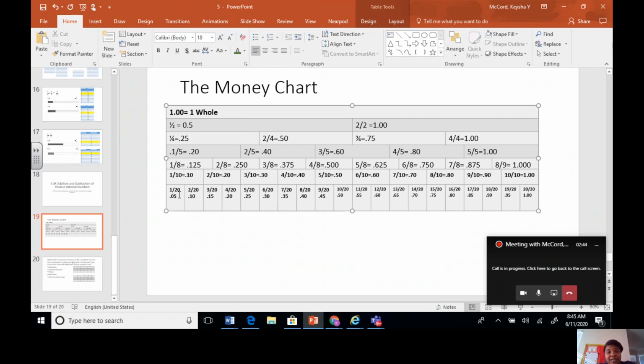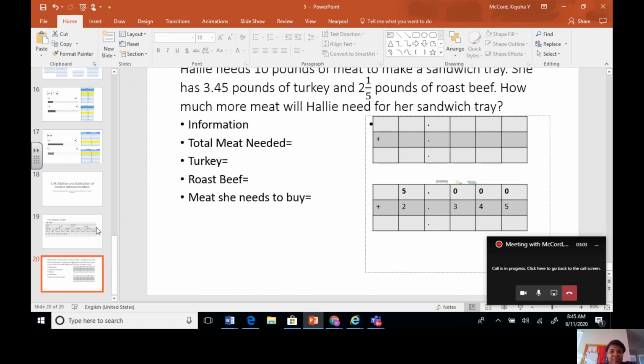Okay, I have attached this in the Teams so that you can use it in your classroom today. Again, this is located in the Teams under class files so that you can open it and use it as a resource when you are working on your problems for today. Let's get to our problem.